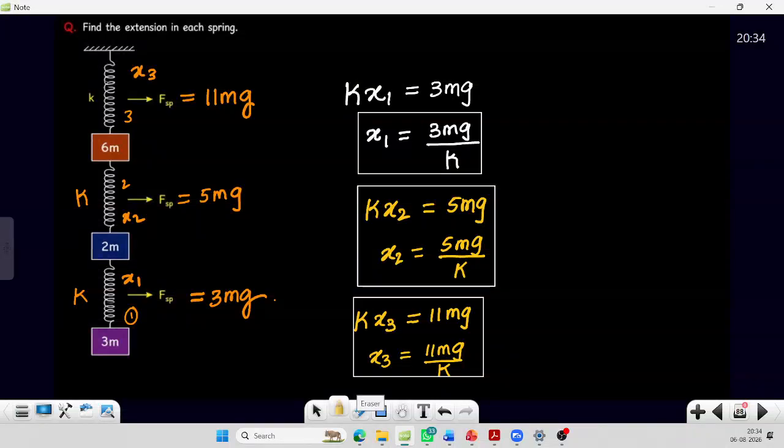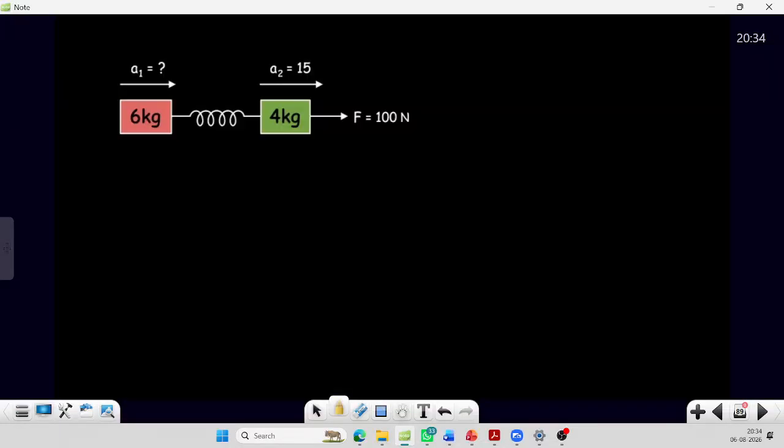Right. Like this, we need to do spring force first thing. Whenever springs are given, we need to find the spring force. Now, let's see this next. They ask you to find A1, the elongation of the second block, the 6 kg block.